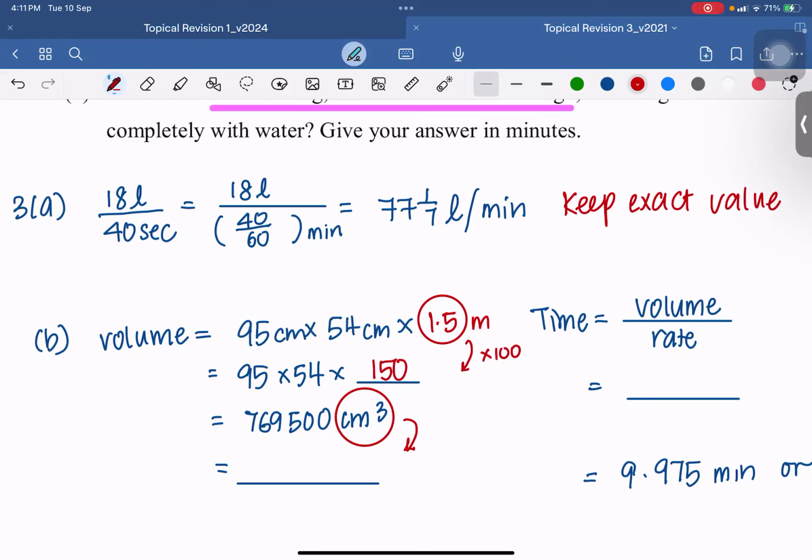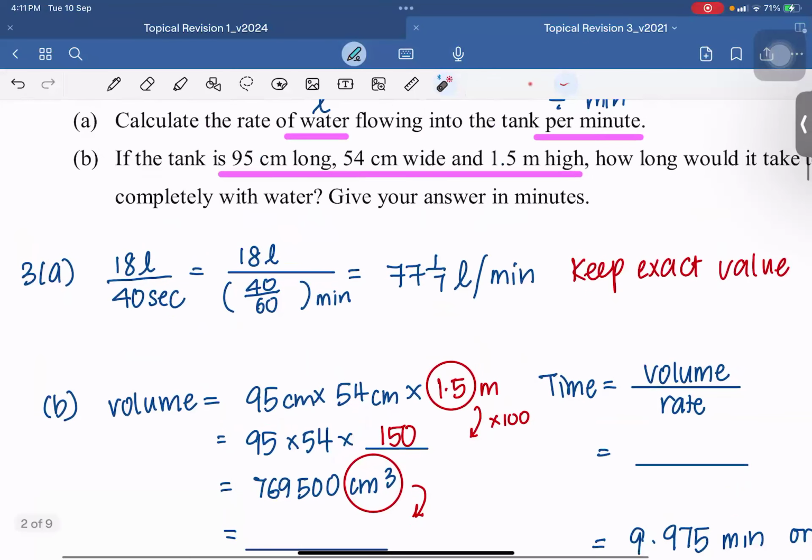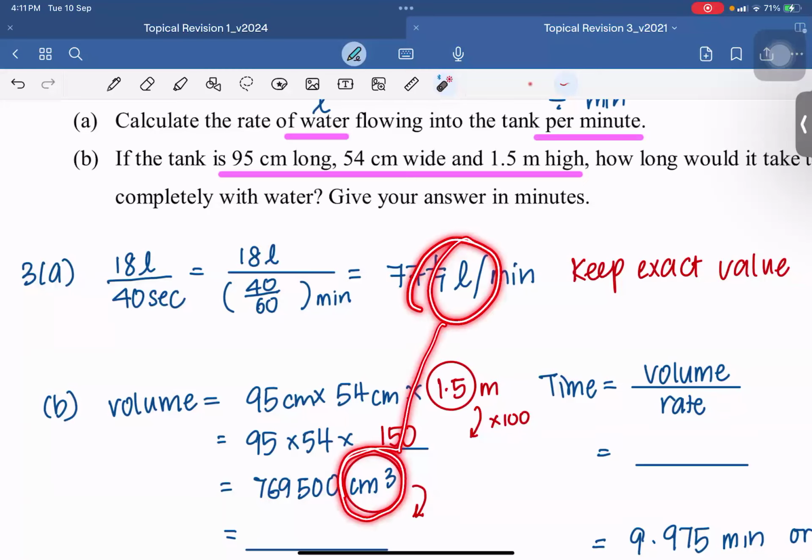So after I calculate this number, this will give me whatever answer in cm cubed. But my rate is in liters per minute. This is in liters, but this is in cm cubed.